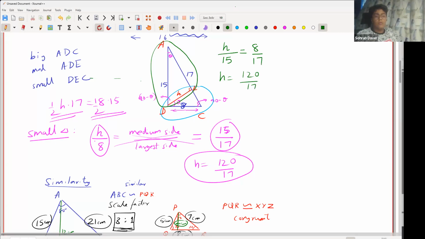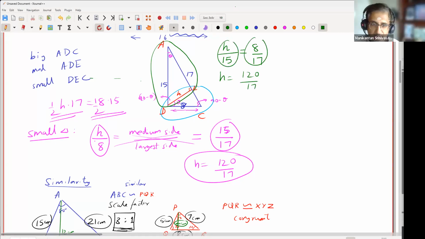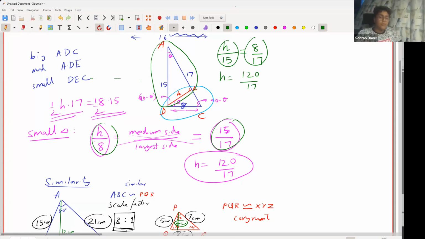Are both methods clear? Here, H upon 15 is 8 upon 17. Here, H upon 8 is 15 upon 17, for two different reasons. I mean, two same reasons, but taking different forms. Is everyone completely clear on this? It's extremely important, guys. Arnav, you're completely with me? Yes, sir, I'm understanding it.